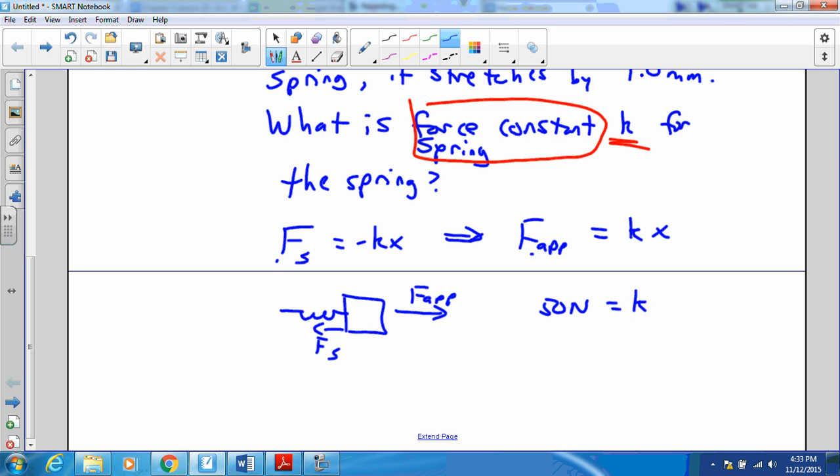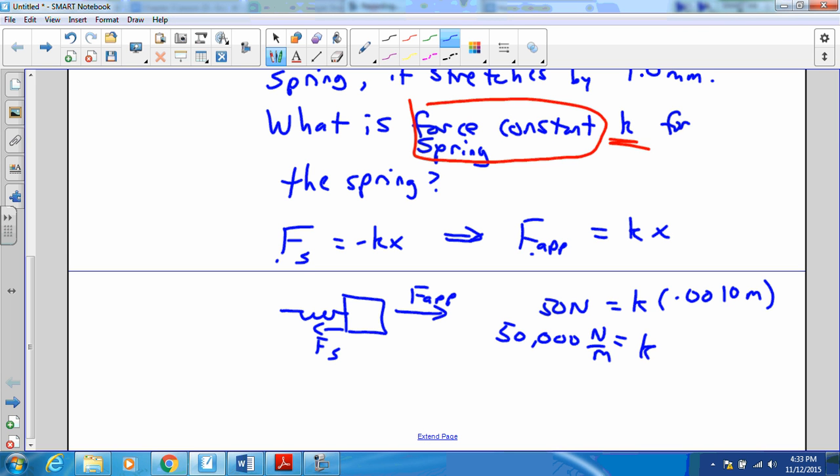So since the force applied is kx and we have 50 newtons, and we have here 1 millimeter, I could use 1 millimeter, or I could write it in terms of meters. And if I do that, then I get k is equal to 50,000 newtons per meter. And what this constant tells me is that for this particular spring, if I apply a 50,000 newton force to it, I will be able to stretch it by 1 meter.